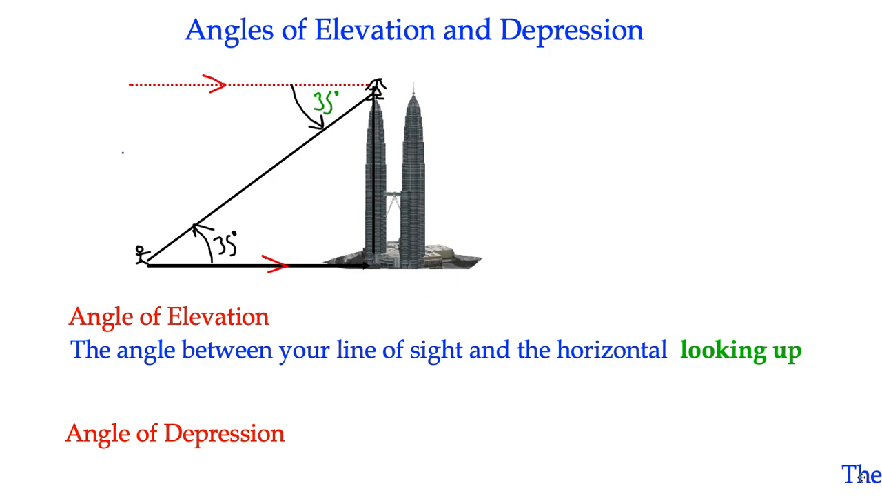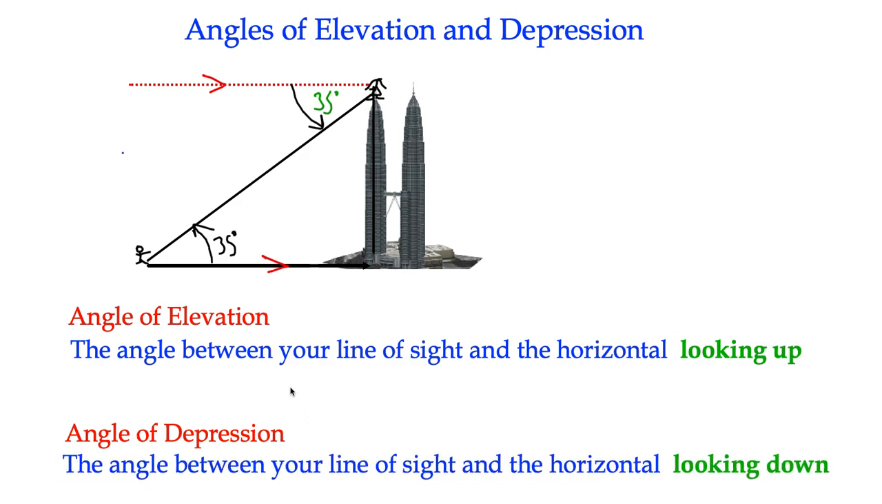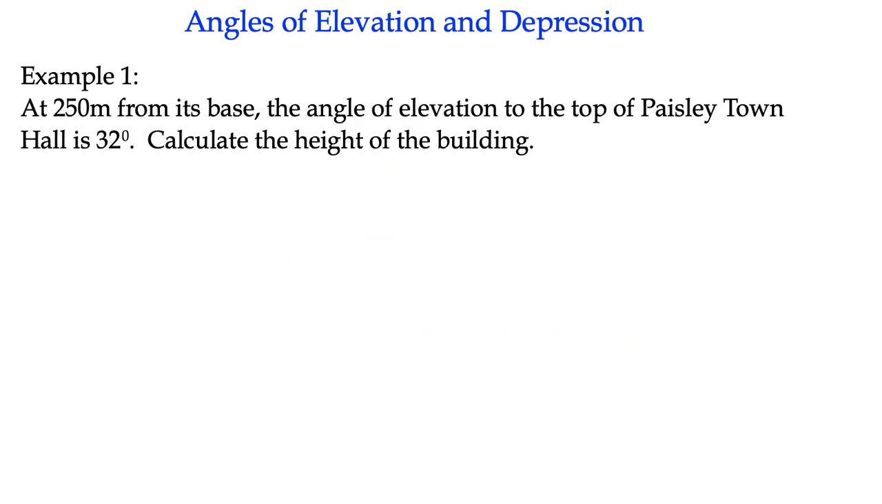So an angle of depression is an angle between your line of sight and your horizontal looking down. It simply helps us to identify if something is up from straight ahead or down from straight ahead. Okay, so let's look at a couple of problems involving angles of elevation and depression. Example 1: at 250 metres from its base, the angle of elevation to the top of Paisley Town Hall is 32 degrees. Calculate the height of the building.